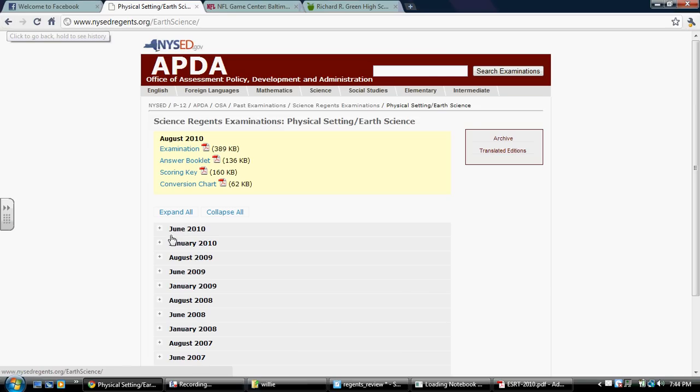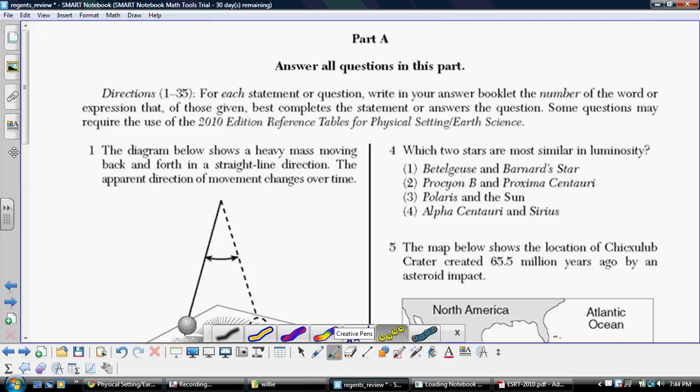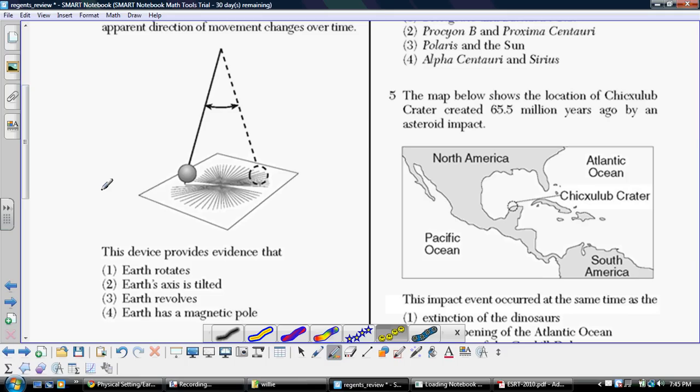I am going to get right to it here. All right, so question number one. I'm going to do a smiley face for the writing answers already. Okay, number one. Diagrams below show a heavy mass moving back and forth in a straight line direction. The apparent direction of movement changes over time. So we can see that that's indicated by the arrows and the phantom dotted line here. Well, this is modeling the Foucault pendulum, which, as you remember from astronomy, is going to be providing evidence that Earth rotates. So there's the answer to that one.